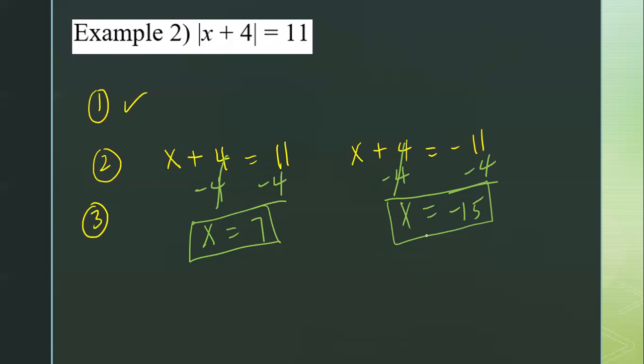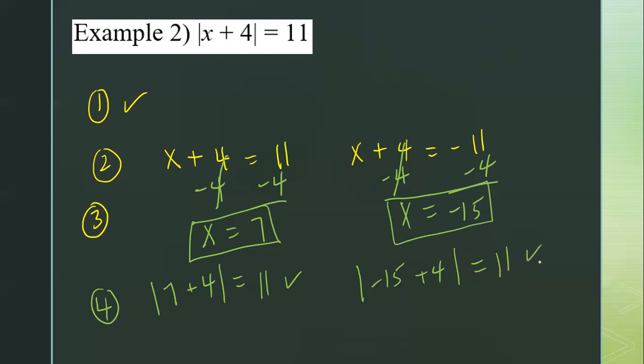All right, how do we feel? So 4 is where we check ourselves. So if I plug in 7 plus 4, the absolute value of that equals 11. Check it out. If I substituted -15 plus 4, that equals -11, and the absolute value of -11 is +11. So that also checks out.